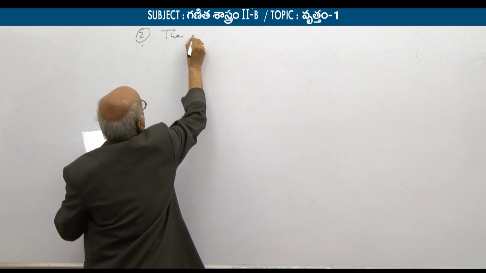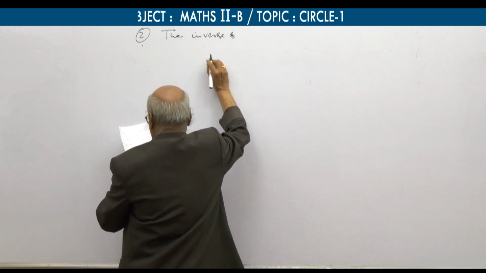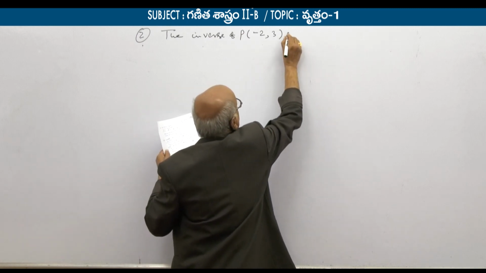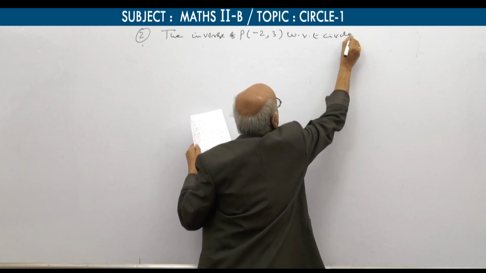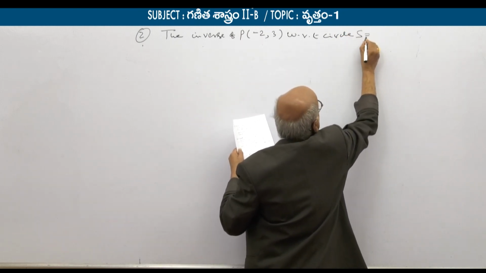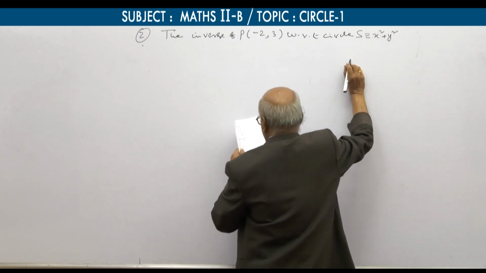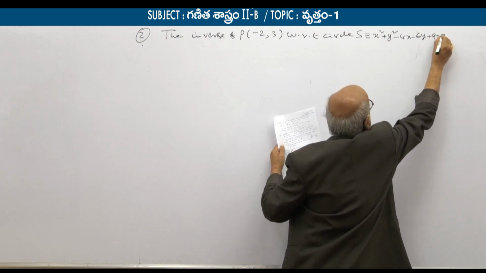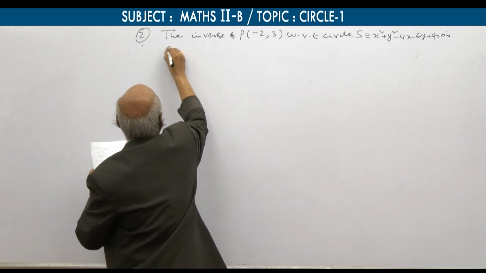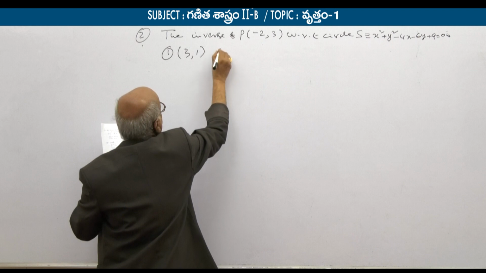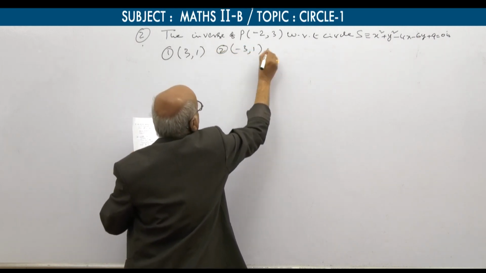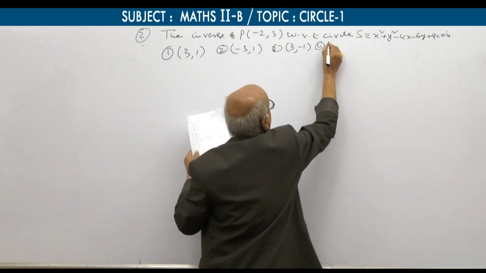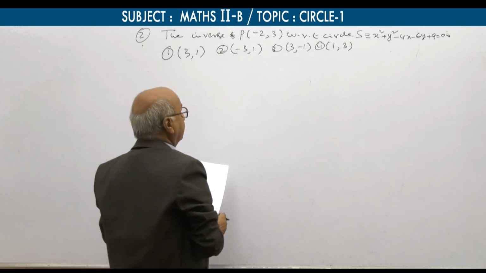The inverse of P(-2, 3) with respect to the circle S = x square plus y square minus 4x minus 6y plus 9 = 0 is: 1) (3, 1), 2) (-3, 1), 3) (3, -1), and 4) (1, 3). (1, 3) itself. Right.